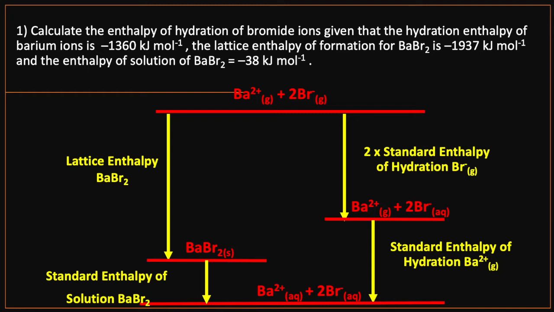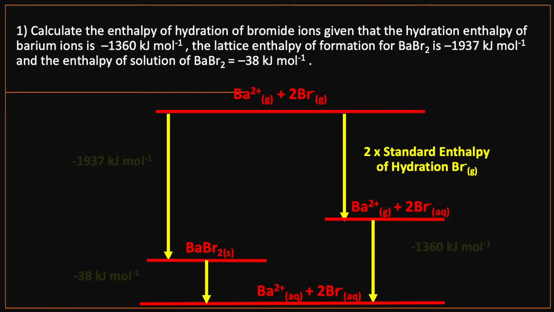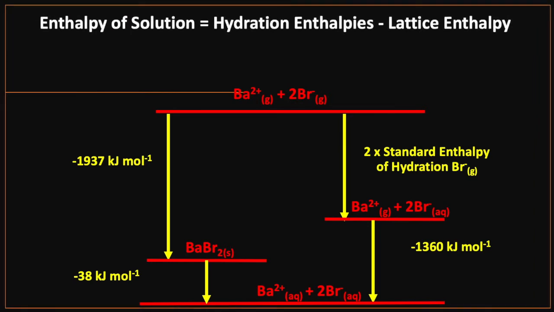And you just need to remember that, of course, we've got two bromide ions, so we're going to have to use 2 times the standard enthalpy of hydration for bromide. So we can now substitute the values that have been given to us in the question, and then we can pop that into our equation. So the enthalpy of solution is equal to the hydration enthalpies minus the lattice enthalpy. We pop those numbers in as on the diagram, and we're going to rearrange that to give us the value for 2 enthalpies of hydration for bromide ions. So that gives us the enthalpy of hydration of bromide ions being minus 307.5 kilojoules per mole.